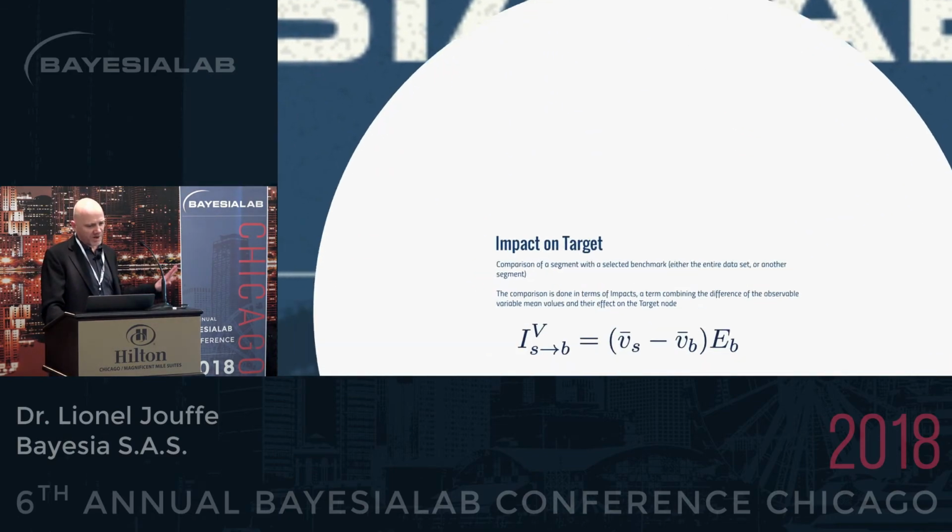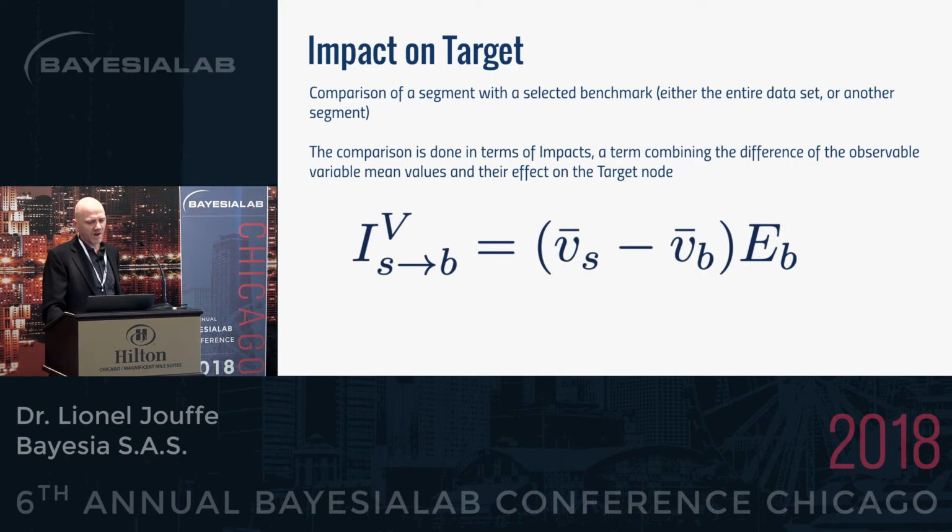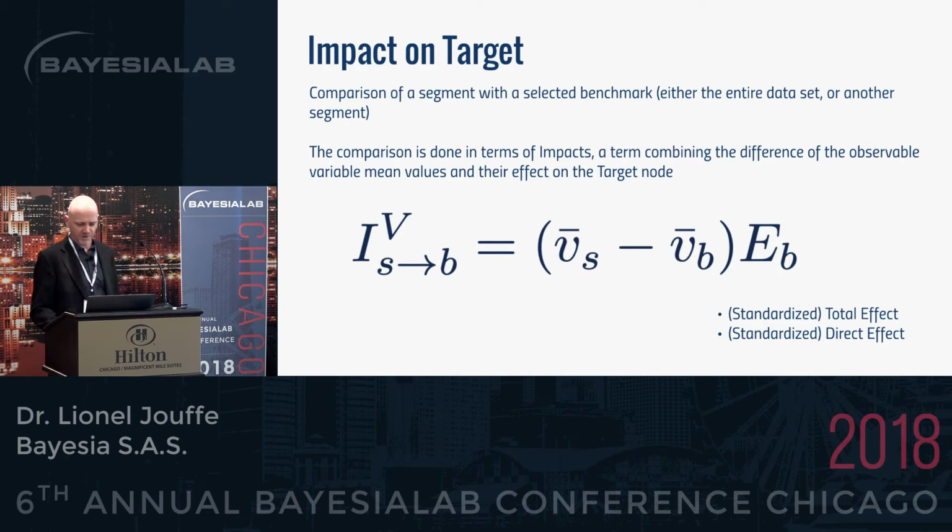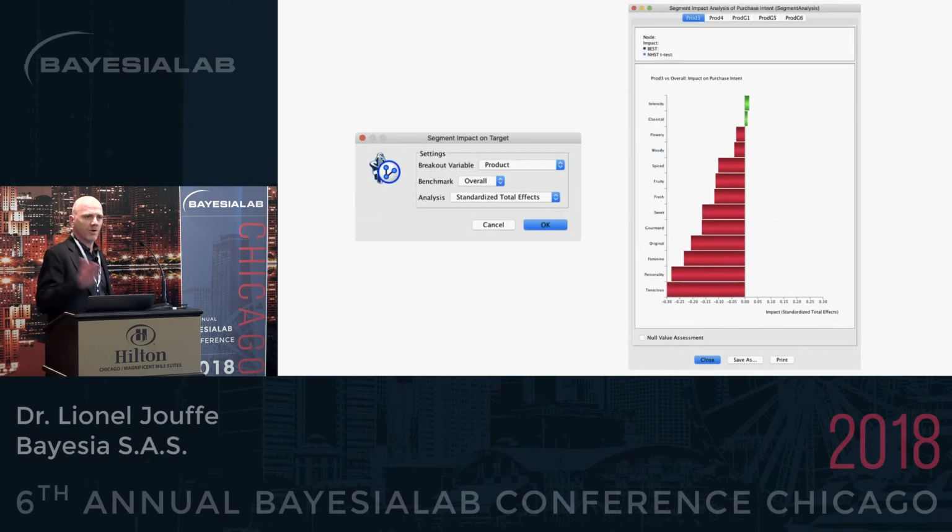Then the second one is called the impact on target. So here you compare the mean value of your segment with a selected benchmark that can be either another segment or the entire data set. And we compare that by comparing the mean values, obviously, times the effect of the node. And the effect can be either the total effect, standardized or not, or the direct effect, standardized or not. And then you have this kind of graph. So when it's green, your segment performs better than the other one. When it's red, it's worse.